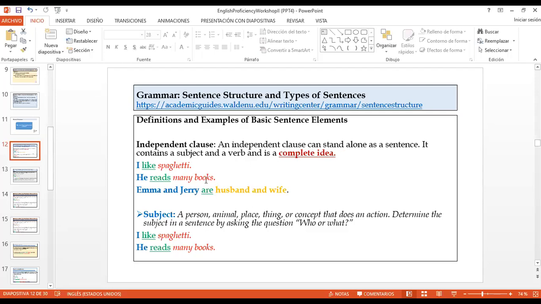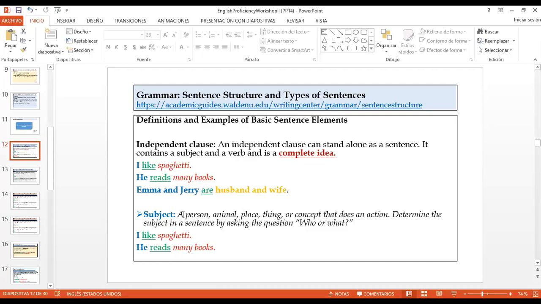So an independent clause is an independent sentence, or can also be called a clause, that can stand alone, and it contains a subject, here in blue, a verb in green, and an object in red. The verb to be, and all the forms of the verb to be, have another kind of complement here, which is not called an object, but something follows. Yes, Emma and Jerry are husband and wife. Remember the stories we read last semester. Paola and Vanessa are my students, for example.